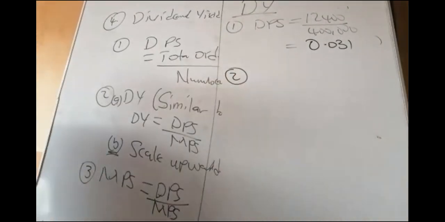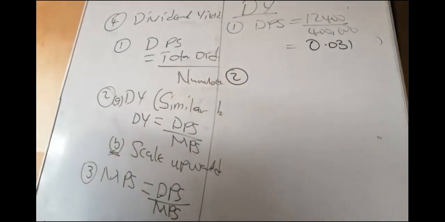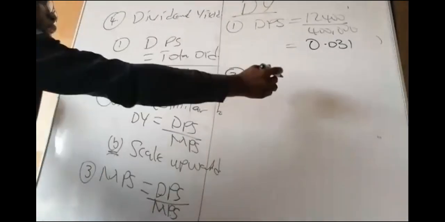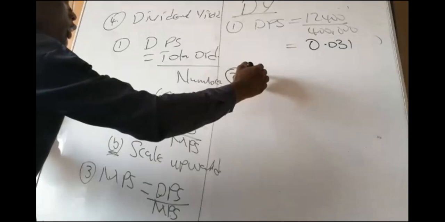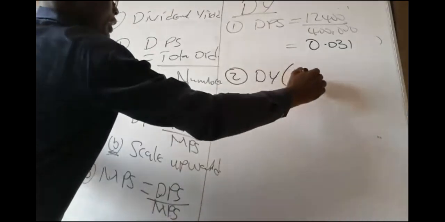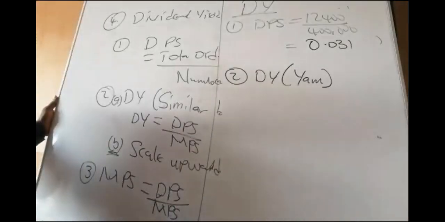So calculate the dividend yield for the similar company, but listed. In this question, Yam has been identified as the similar company. All of them are in the same industry: sweet potato, yam, cocoyam, and cassava, the same industry. So let's see, the dividend yield here is for Yam, the similar company, but listed.